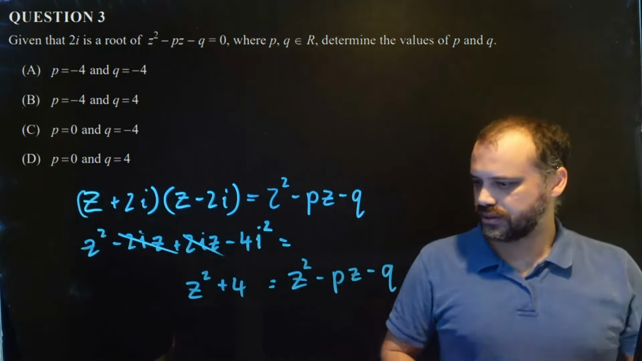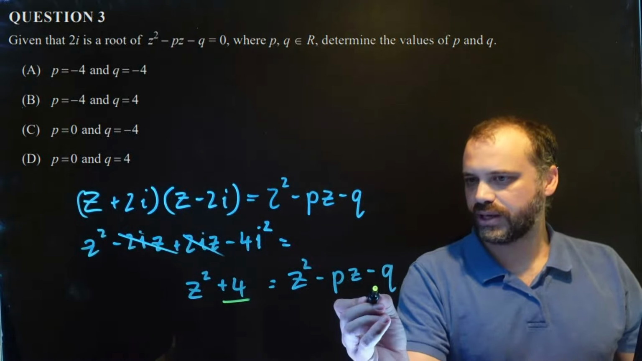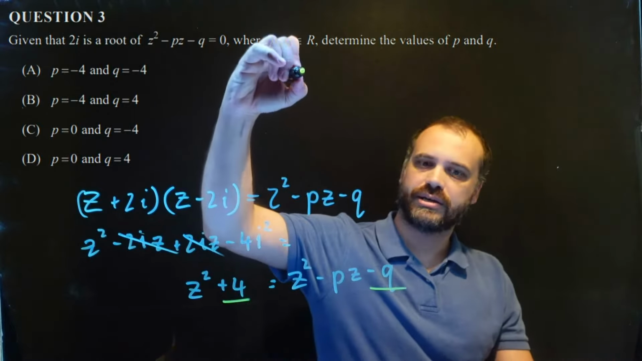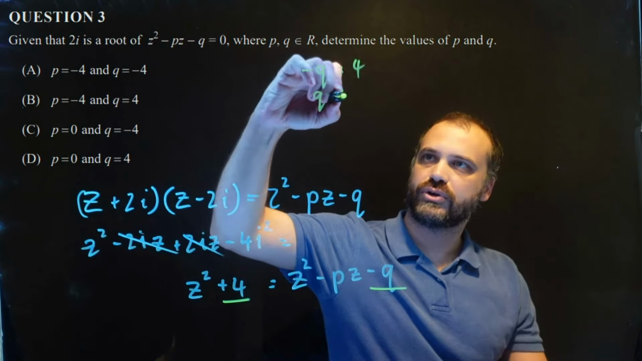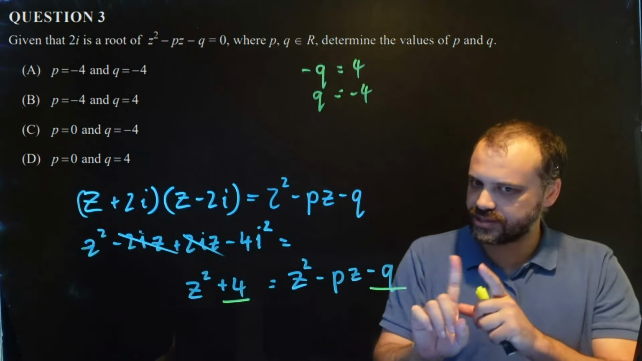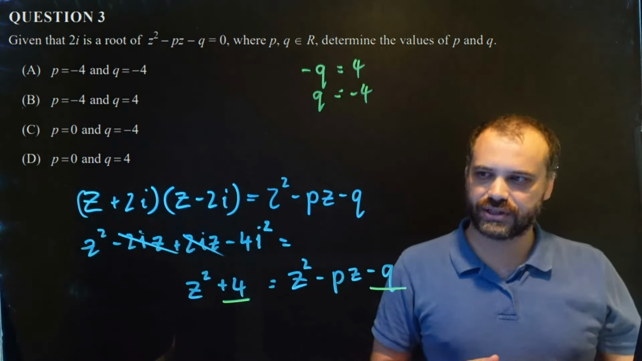Okay, so what does that mean? Well, we have my constant here of 4, and we have negative q is equal to 4. So if I do a little bit of working up here, I can say that negative q equals 4, therefore q is equal to negative 4. That negative is sneaky. Some people are going to think q is equal to positive 4. It's not, because of this negative sitting here.